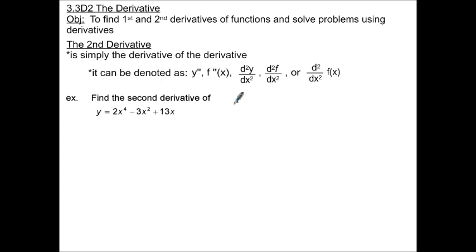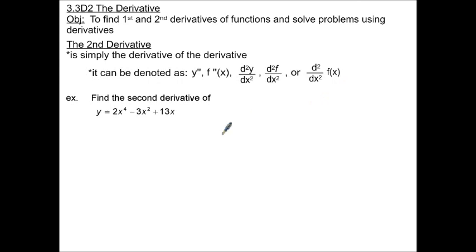Notation-wise, if you're using an apostrophe, you just use two of them. Or if you're using the dy dx notation, you do d squared y over dx squared. I know it seems a little bit confusing, but that's the way it works, mostly because of this notation right here. You still have the original function, and the other two just say that you're doing the second derivative.